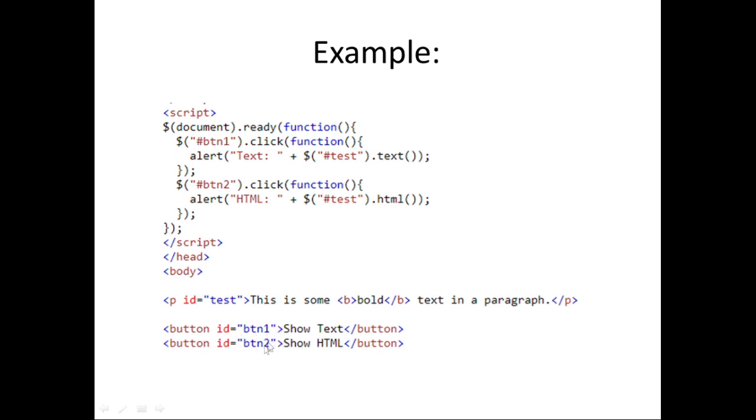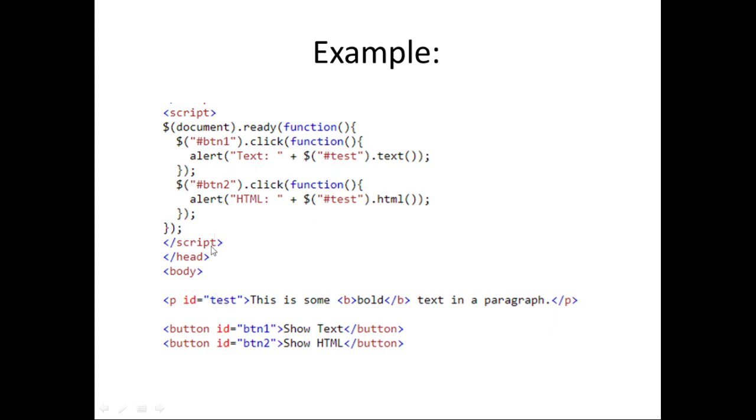So if we click on this button and then this button, what will be the functions, or what will be the action that will be done? Let's first take a look at button 1. If you click on this, the function will show an alert box. This is an alert box in JavaScript. Then it shows the text plus test.text. So it will get the text inside the element with an ID of test.